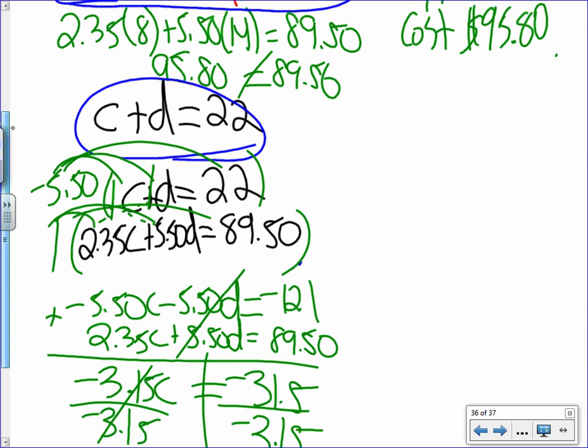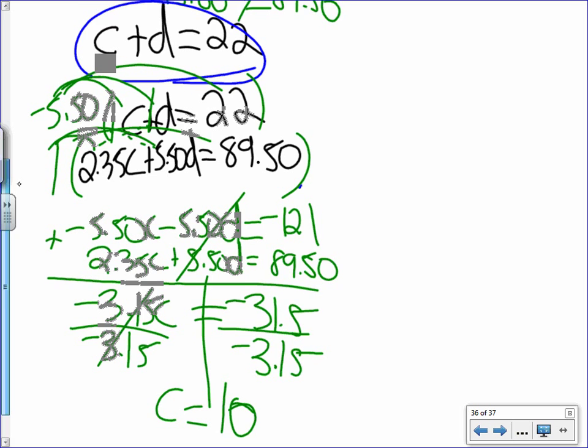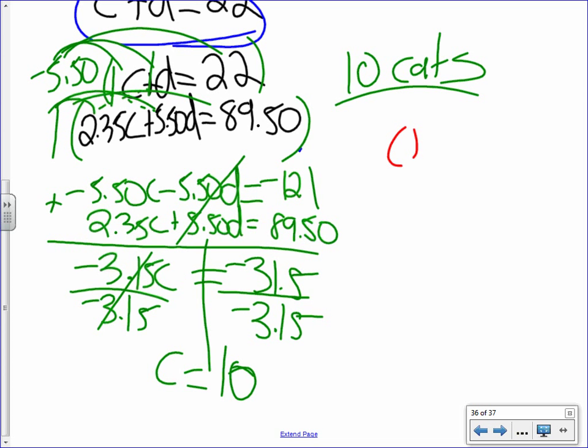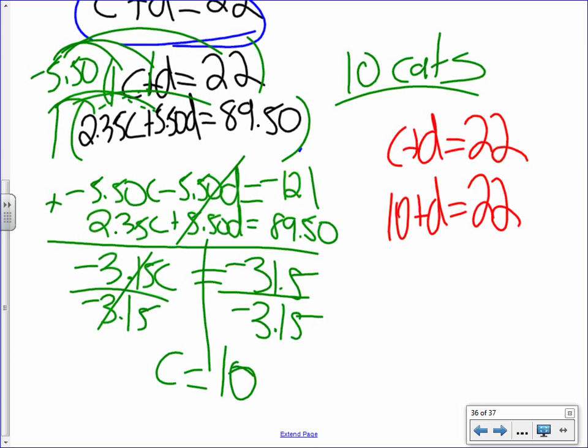There are 10 cats. If I wanted to know how many dogs there were, I would just substitute into one of the equations. This one's easier. And I would solve it. Again, I don't have to do that for this particular problem, but if I did, and you might, you would find the dogs that way.